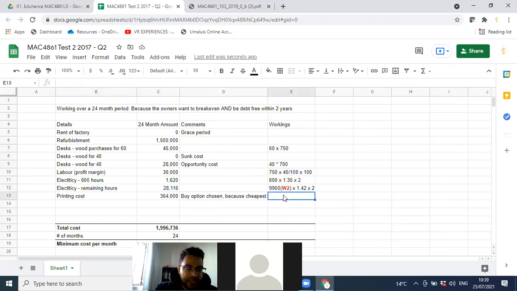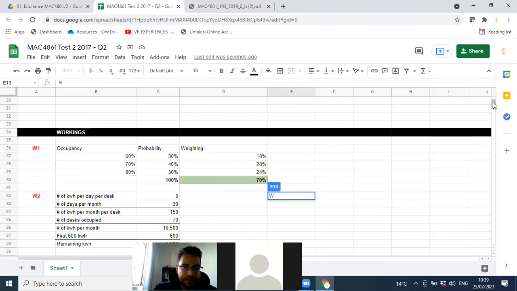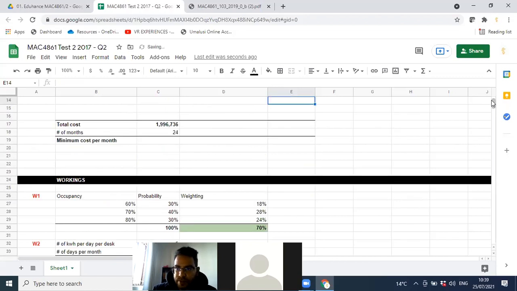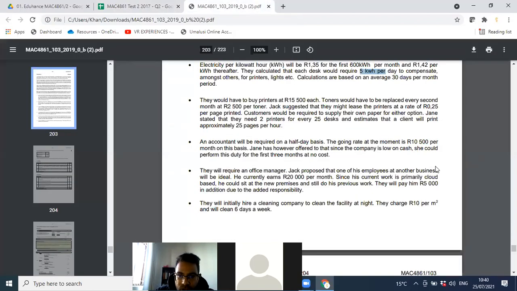Okay, so here we're going to say working, I don't know which working that was now. Working 3. Okay, so just be aware of that. So that is printing cost. So now we can go to the next one. So there we go, printing is done.